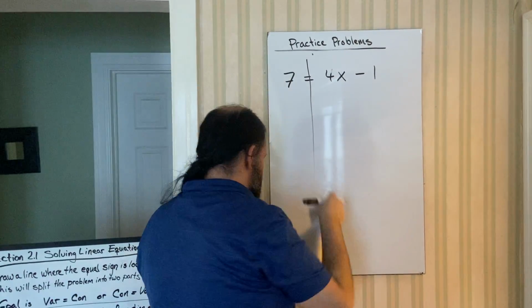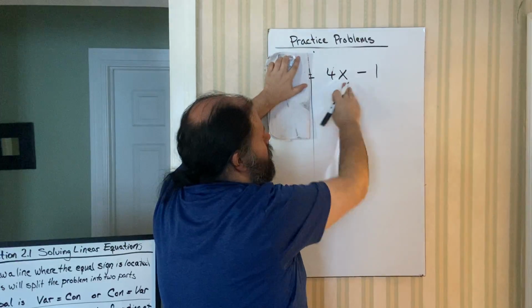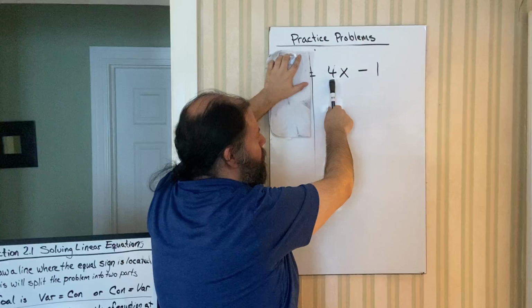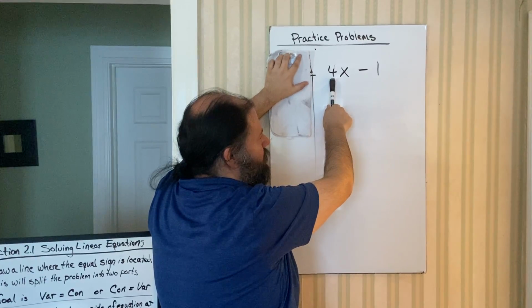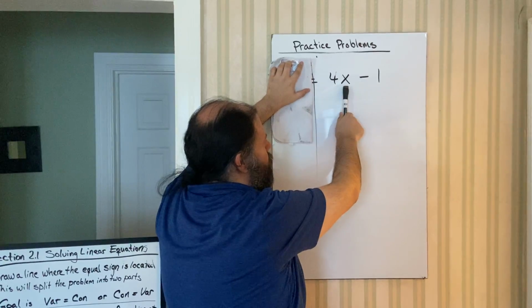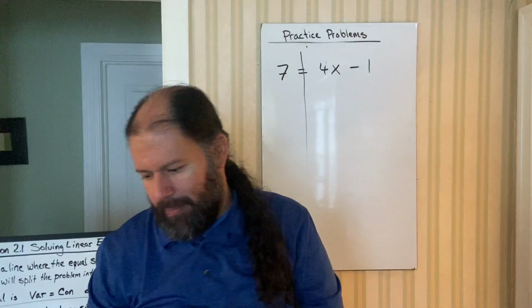Once you're done looking on the left side, cover it up, focus on the right-hand side. Remember, there's your variable. Since that's multiplied, that's a coefficient. Since this is subtracted, that's a constant. Coefficient, variable, constant. No match, so no like terms.